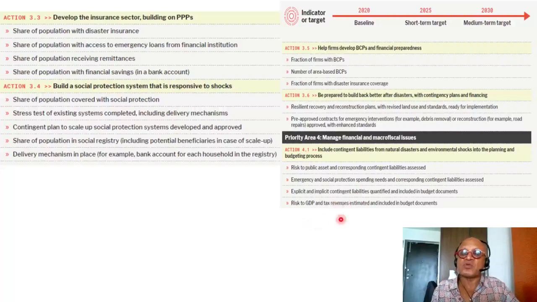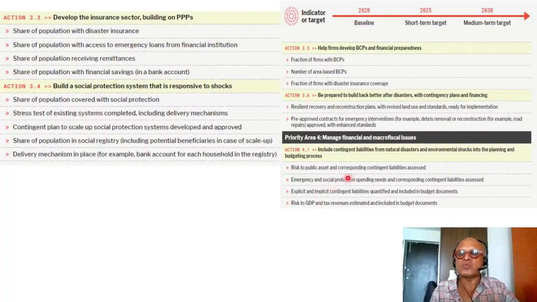So action 4.1 under this: include contingent liabilities from natural disasters and environmental shocks into the planning and budgeting process, which is very critical, because you don't want to be caught unawares when a climate shock hits, in terms of how to adjust your budgeting to deal with the disasters. And this is already discussed elsewhere in my podcast, showing that just dealing with current crises may make you less and less able to plan for the future. This is a very dangerous situation.